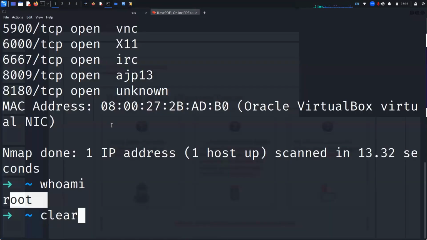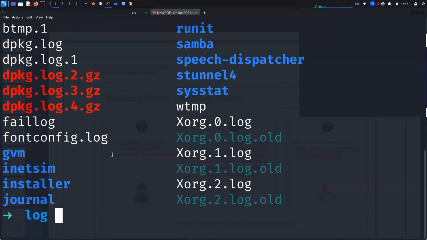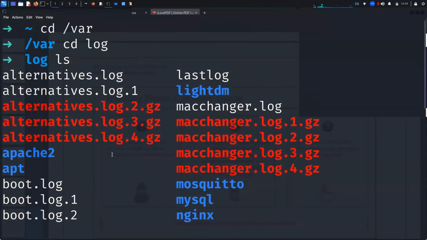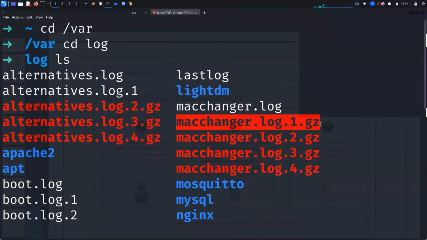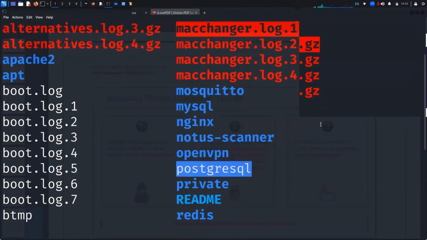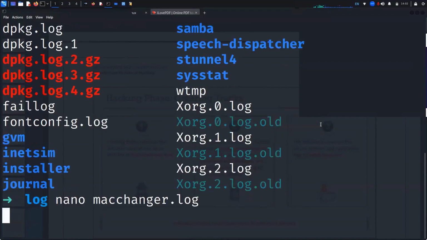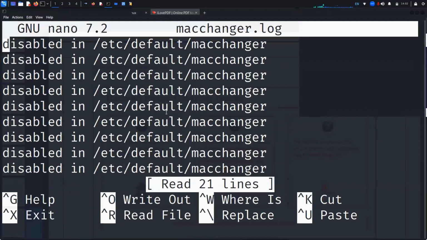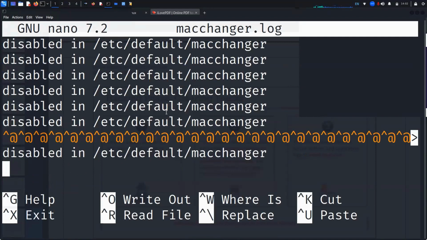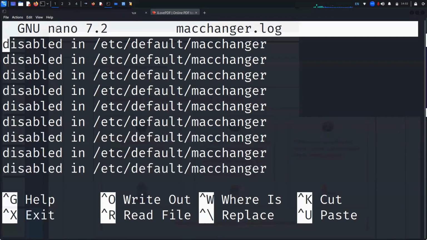In Linux, it is stored inside cd /var, cd log, ls. So these are all log files. Mac changer log. Let's see what the Mac changer log one is. We'll use nano. Nano is a command line text editor. macchanger.log. See, disabled. So this is logging all of the times that I have disabled this service.